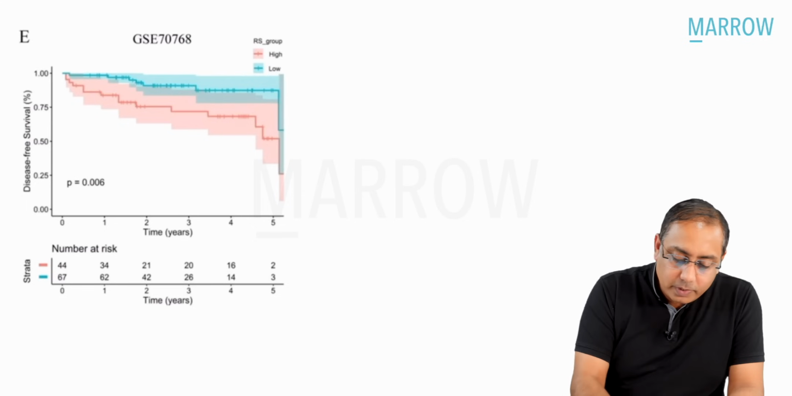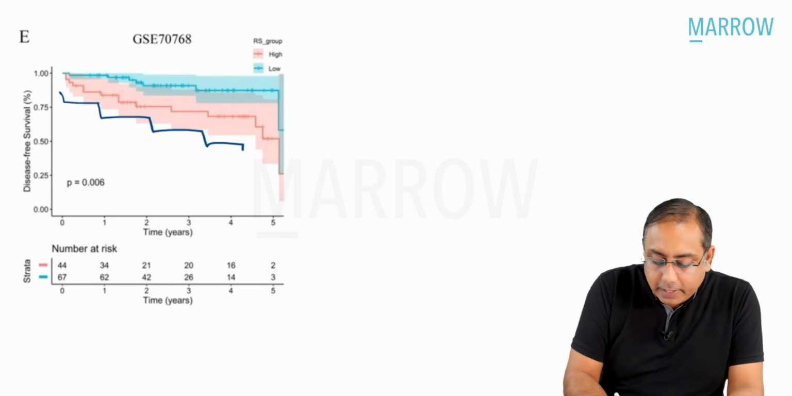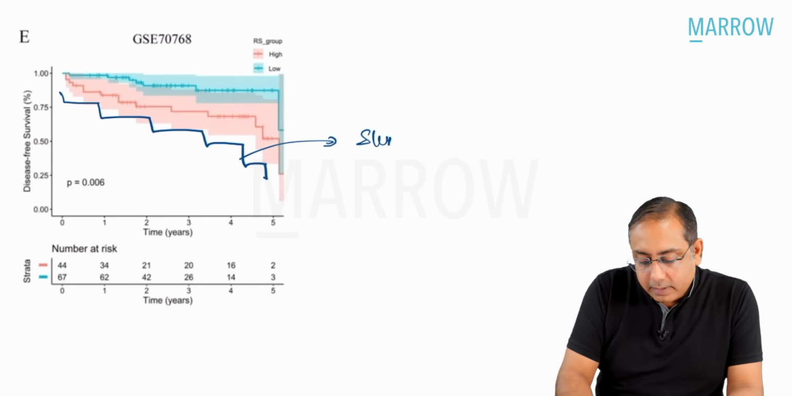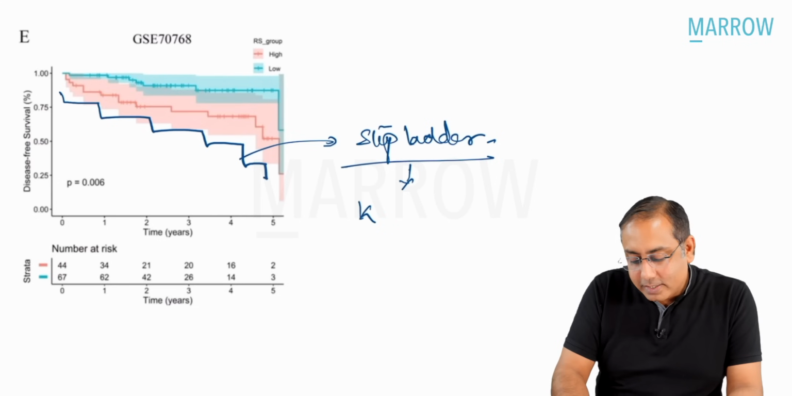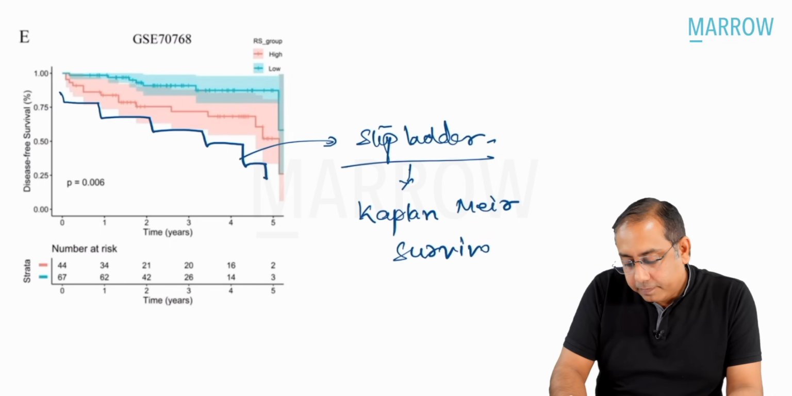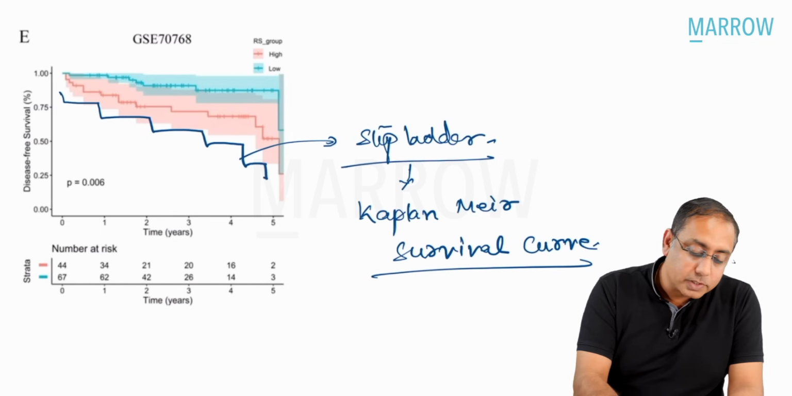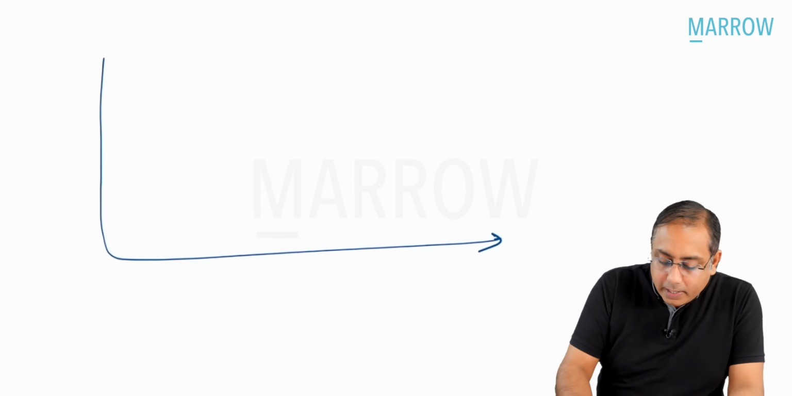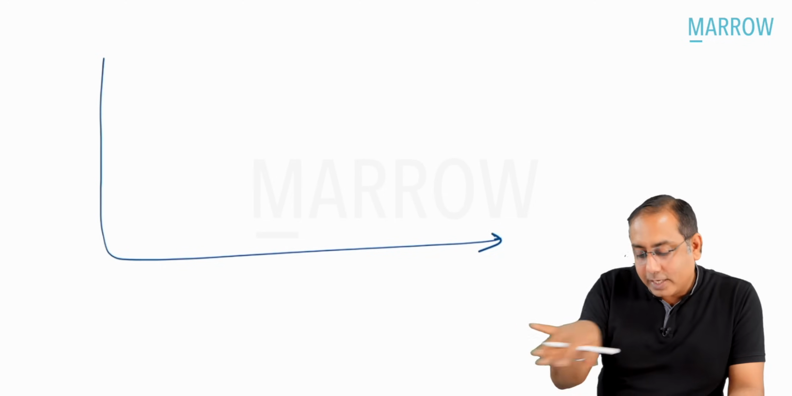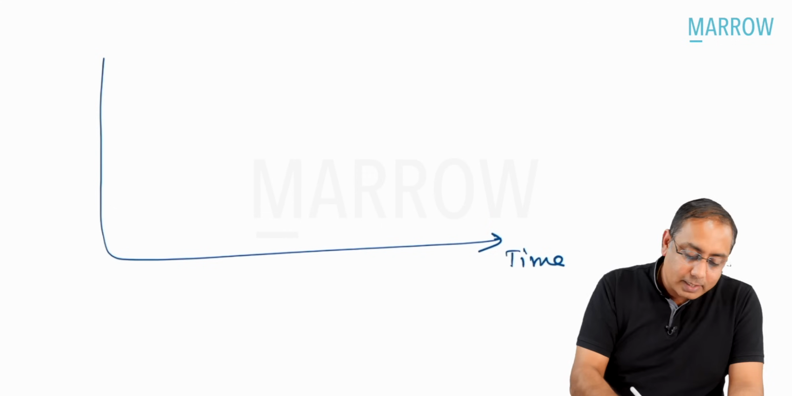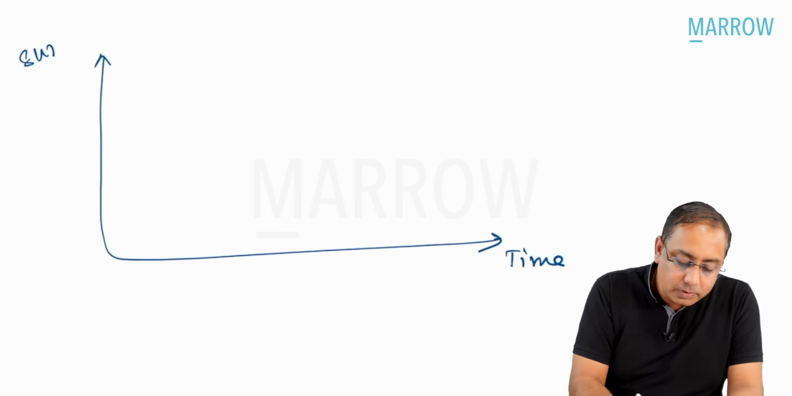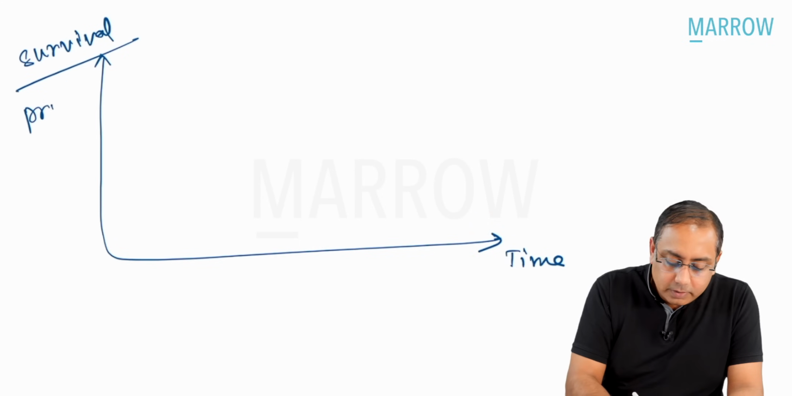Next in line, what do you see over here? In this, what I see is a step ladder kind of fashion. Whenever you see a step ladder, always remember this is a Kaplan-Meier survival curve. These are survival curves, also called Kaplan-Meier curves. What happens in Kaplan-Meier curves? On the horizontal axis, the x-axis, we have time. And on the vertical axis, the y-axis, we usually take into account the survival or the prognosis.